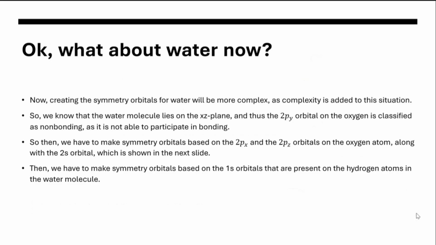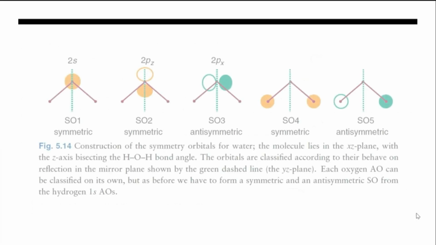So we know that a water molecule lies on the xz plane, and thus the 2py orbital on the oxygen is classified as non-bonding, which means it's just not able to participate in bonding. Or plainly, it can just be a lone pair. So, we have to make symmetry orbitals based on the 2px and 2pz orbitals on the oxygen atom, along with the 2s orbital, which is on the next slide. And of course, the 1s orbitals that are present on the hydrogens. So we'll have to make symmetry orbitals on those too.